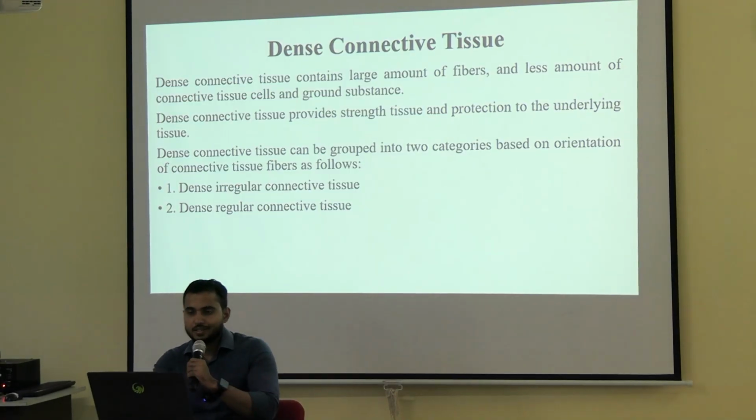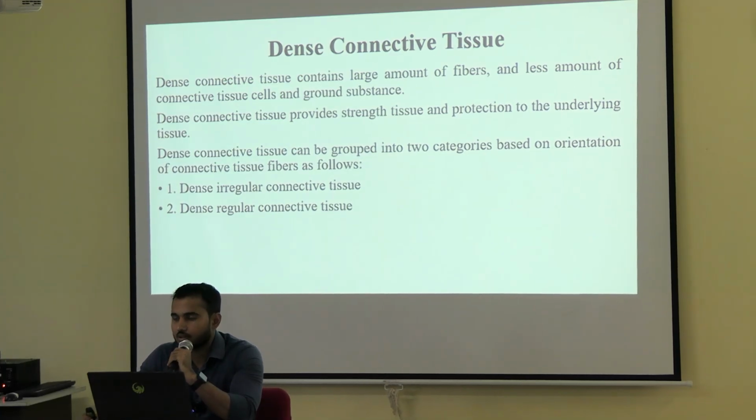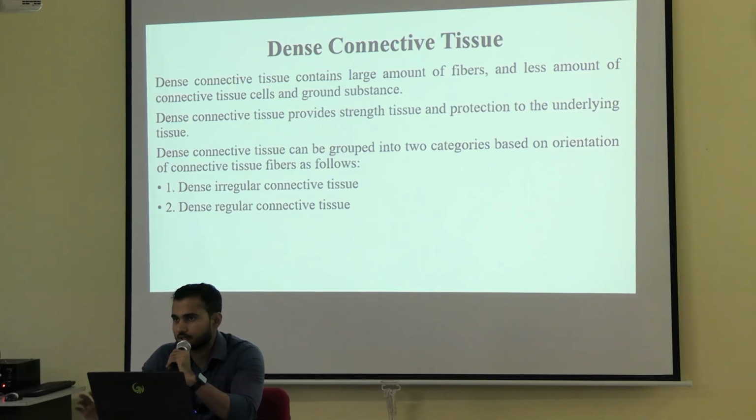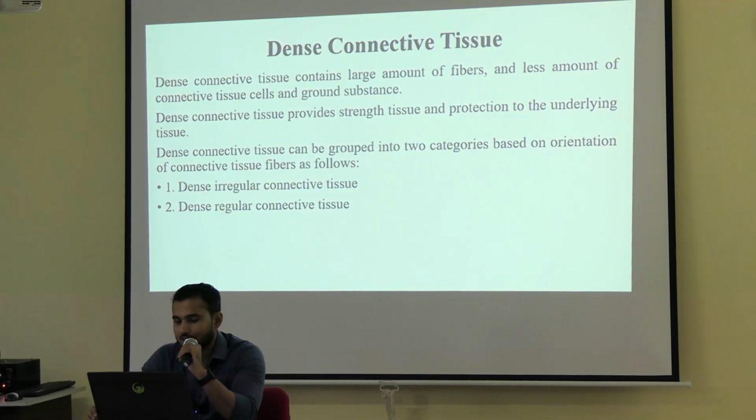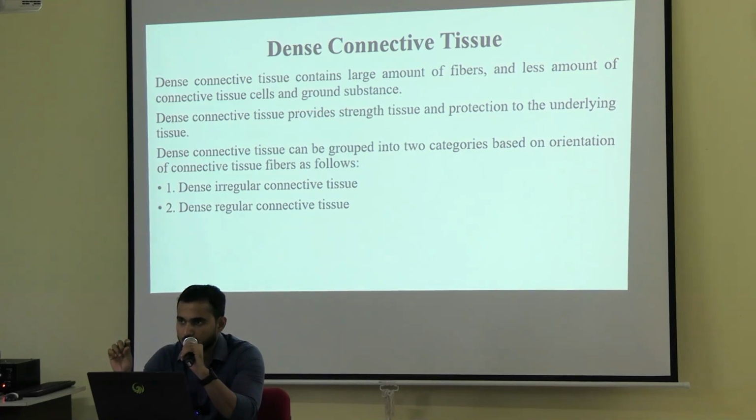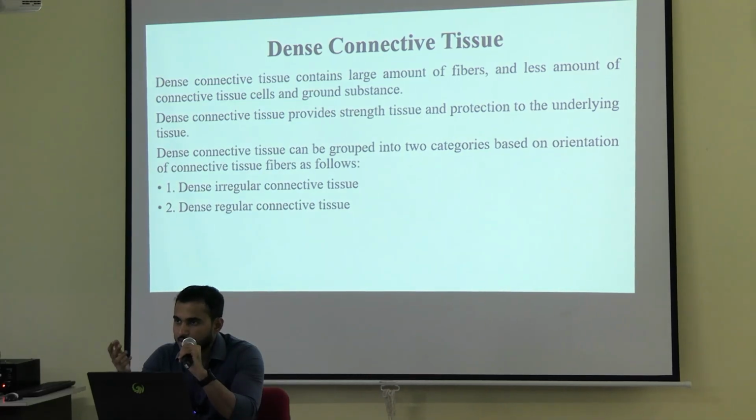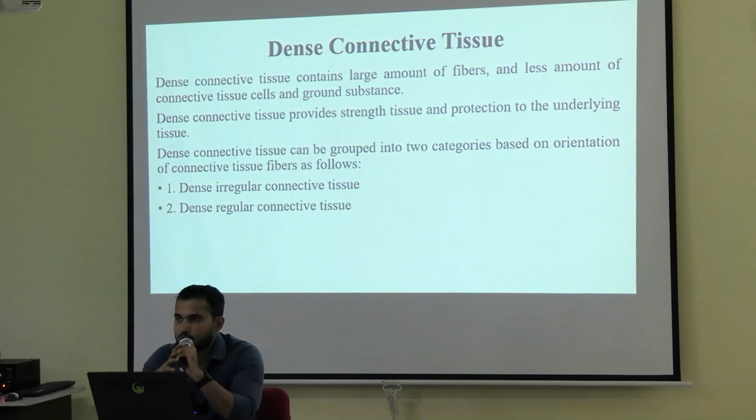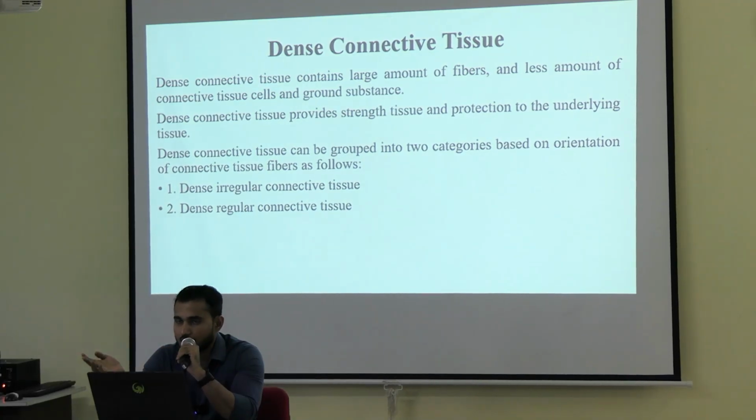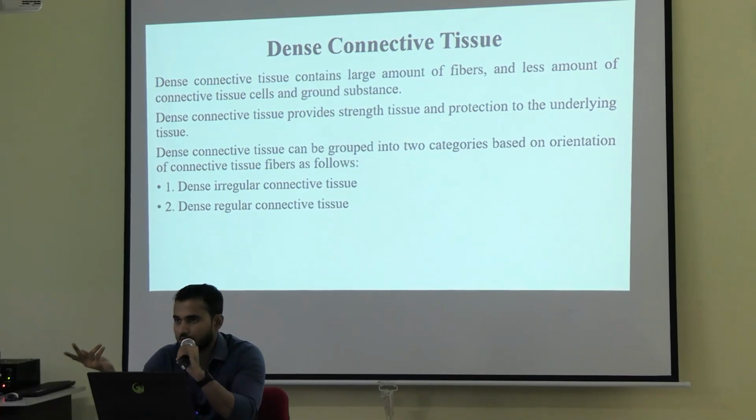Okay. Next is the dense connective tissue. In dense connective tissue, mainly a large amount of fibers is present and less ground substance. The cells are also less, and cells are mainly arranged in the form of rows. Now, depending on the arrangement of the fibers, dense connective tissue is divided into two categories. What are they? Dense regular and dense irregular. Regular में जो fibers हैं, regular arrangement होता है, irregular में irregular arrangement होता है.